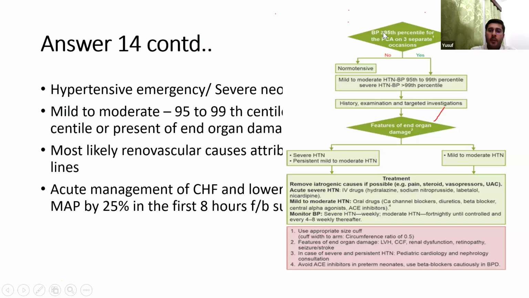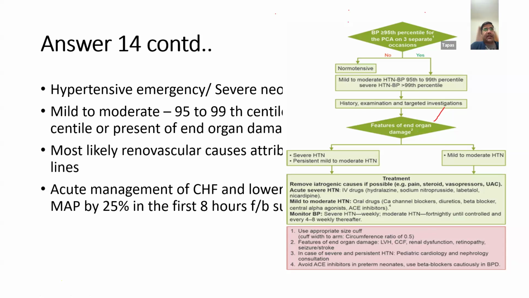So this is how you manage. If the baby has a blood pressure of more than the 95th centile, you classify it as mild to moderate or severe. Severe is if it is more than the 99th percentile or there are features of end organ damage. If there is severe hypertension, then you would initiate these babies on IV drugs, which could be sodium nitroprusside, nicardipine, or labetalol. Once acute control of hypertension has been achieved, you would shift these babies to oral agents, which could be calcium channel blockers, diuretics, etc. And then you would subsequently monitor the blood pressures for these babies.